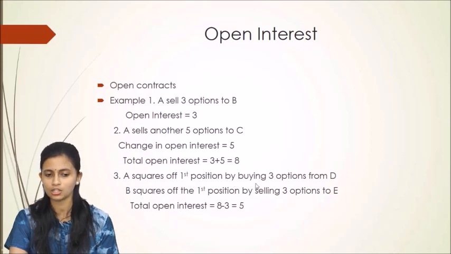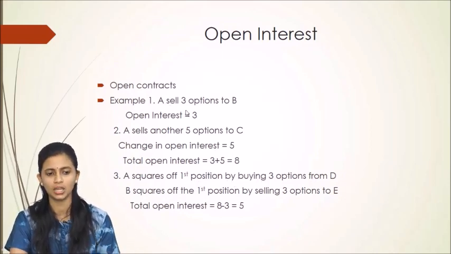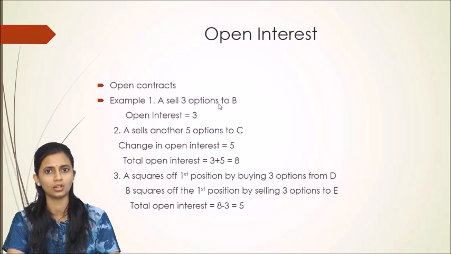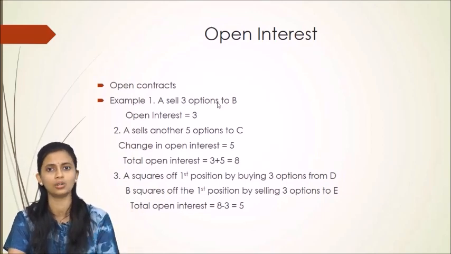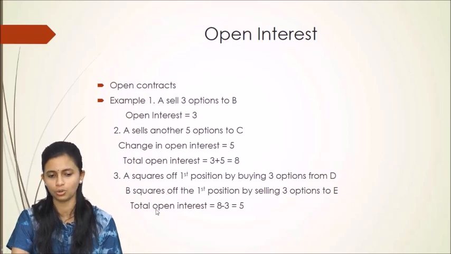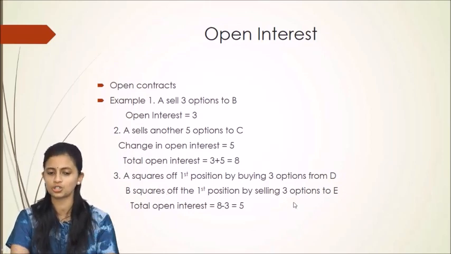Now A squares off the first position by buying 3 options from D. A already sold 3 options, now he has to buy them from somewhere, yes, because he has already sold. He just borrowed and sold. Now he has to buy it. B, to whom those options were sold, should also square off that position by selling those 3 options to E.